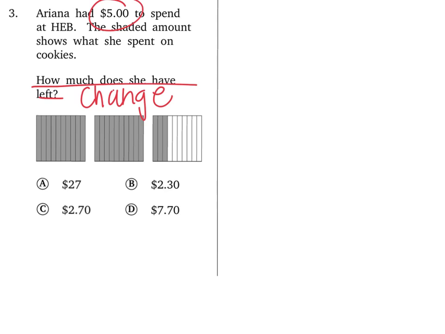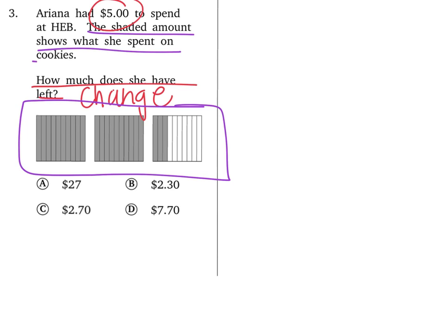Does it say? I don't see a number there. It doesn't say it. So what am I going to have to do? You're going to have to figure it out. What do you mean, Victoria? Like look at the picture. Oh! So I'm going to look here at the picture. Yes, because look what it says: the shaded amount shows what she spent on cookies. So how do I figure out how much that shaded amount is?